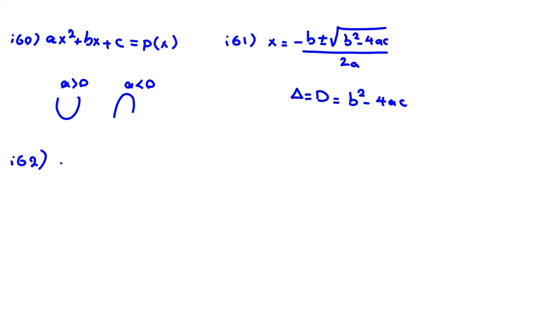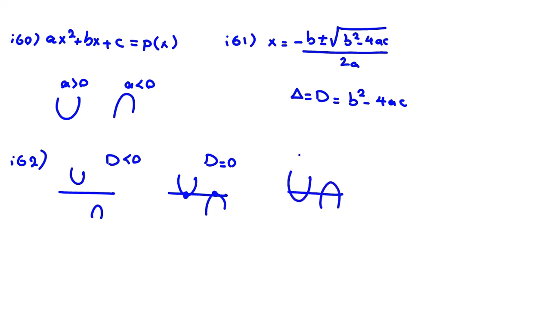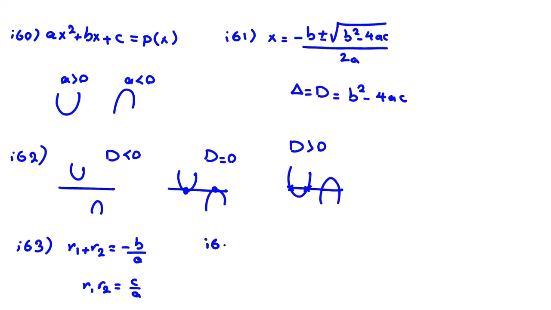Idea 62. Here, we want to see the number of roots. If delta or discriminant is negative, we don't have any real roots. If delta or discriminant is 0, then we have one root, one repeated root. If delta is greater than 0, then we have two roots. If a is positive, it opens up, a negative opens down. We have two distinct roots. Another thing, idea 63 is a special case of Vieta's formula. If you have roots, R1 plus R2 is negative b over a, R1 times R2 is c over a. Now, vertex of the parabola is what?